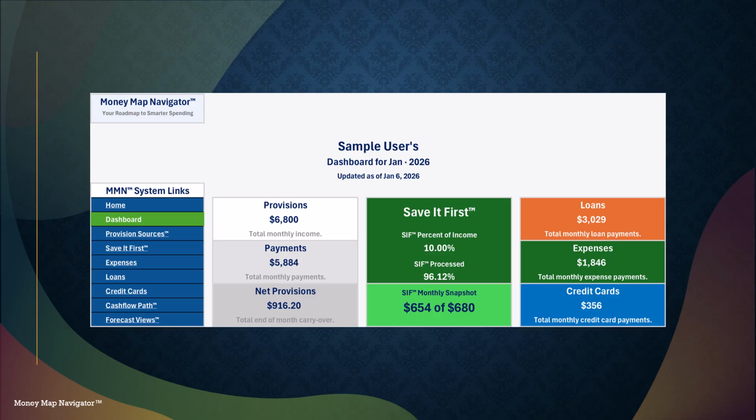The star of the dashboard is your Save It First. It shows you what percentage of your provision sources is targeted for SIF and how much of your SIF has been put into motion. The totals for your loans, expenses and credit cards are here to see. No more guessing how much is left for discretionary spending or even how much more room you have for SIF expansion. For your convenience, MMN system links are also accessible on the dashboard, so you can quickly jump back and forth from any page when needed.